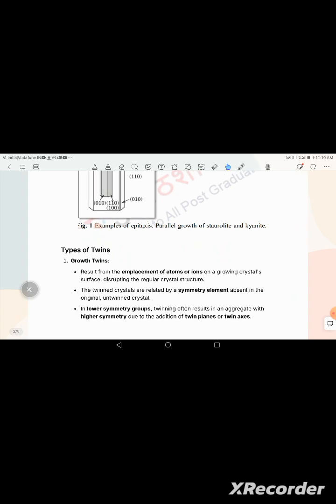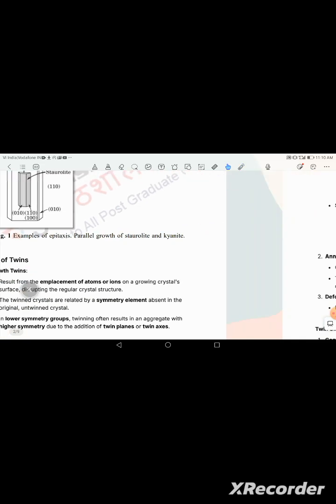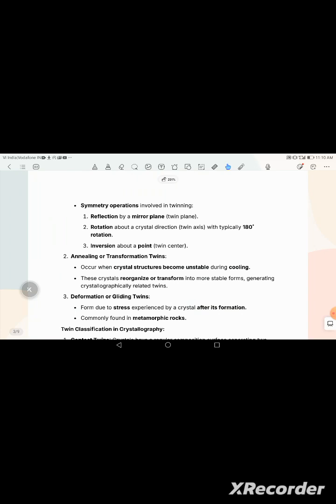Now, types of twins. First comes the growth twin. This means when the crystal is forming, if a misplacement of atoms occurs during the growing, the disruption occurs and the twinning crystals are related by a symmetry element absent in the original untwinned crystals. So the twinned crystal has the symmetry element which the untwinned crystal generally doesn't have.